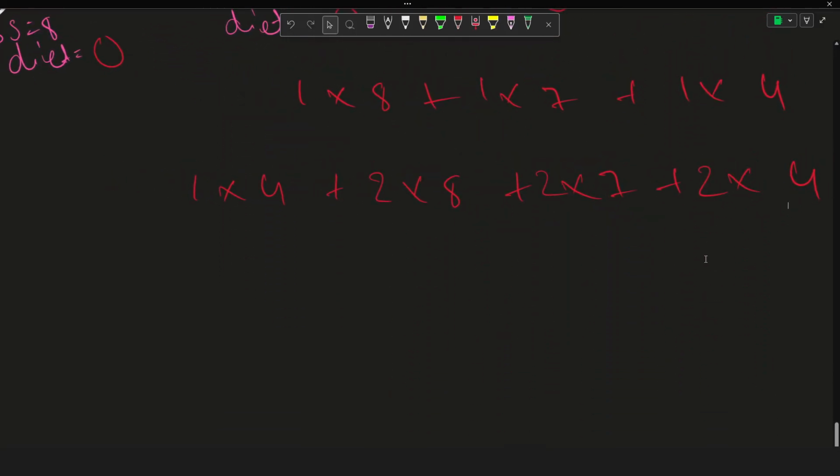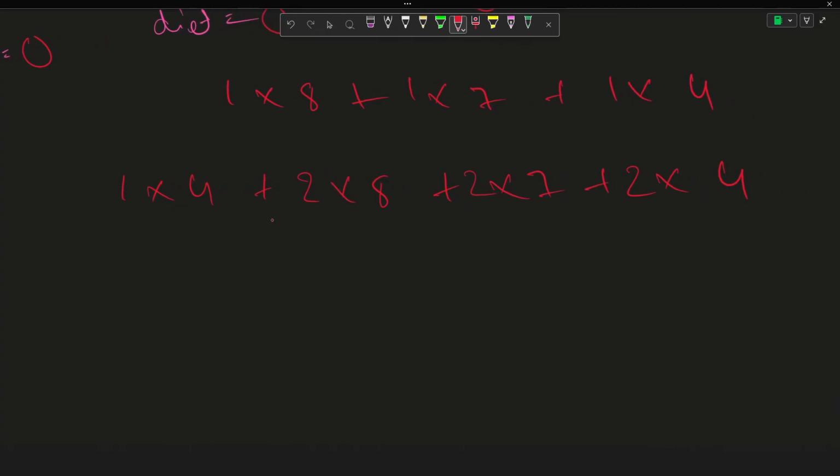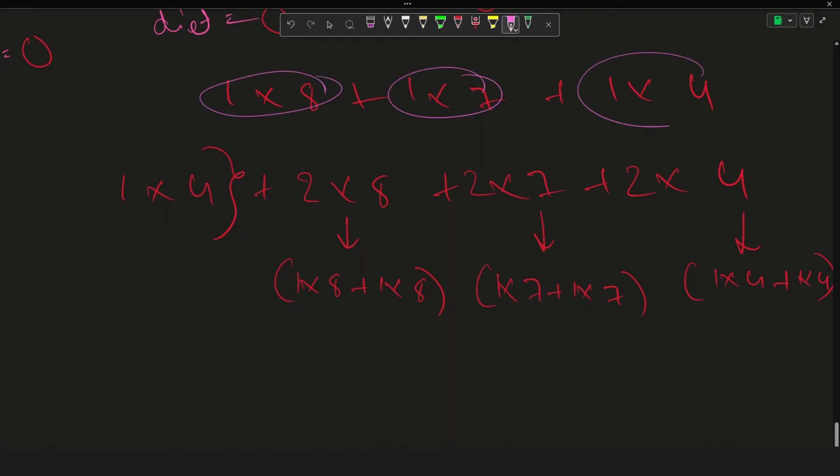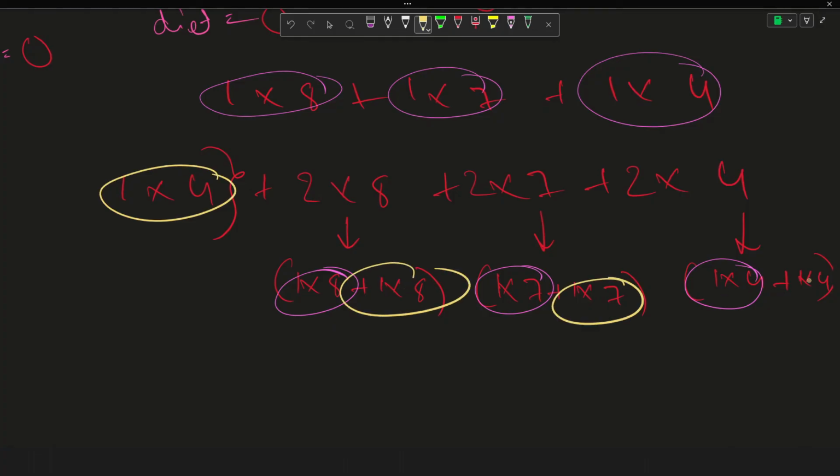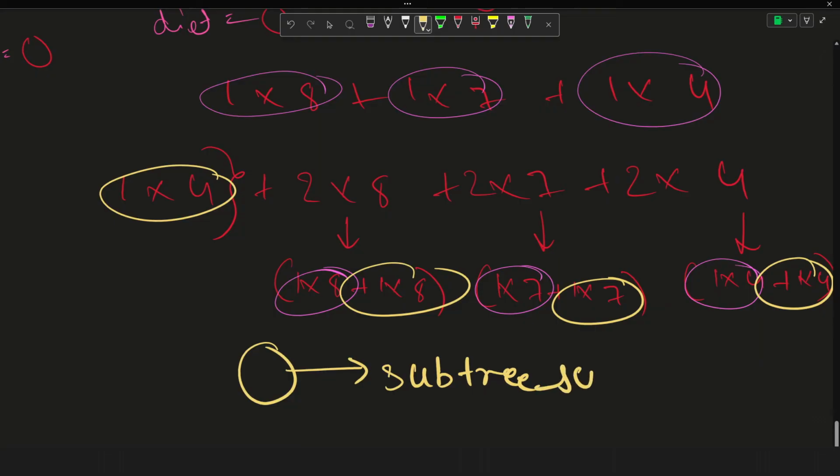So if we try to simplify this a bit, see what happens. This is a separate one, and this is nothing but 1 into 8 plus 1 into 8, right? Similarly, this is also nothing but 1 into 7 plus 1 into 7. Similarly, this is also nothing but 1 into 4 plus 1 into 4, right? So now if you compare, 1 into 8, 1 into 7 and 1 into 4 is the same as this. So what does the remaining value represent? That is this. These are the remaining values, right? If you sum up these remaining values, you will realize that this is nothing but the subtree sum only of the child.